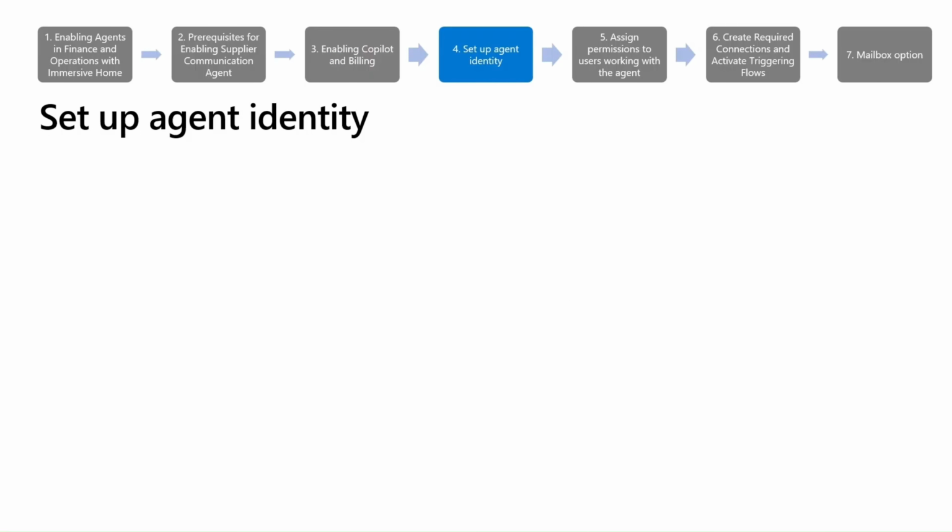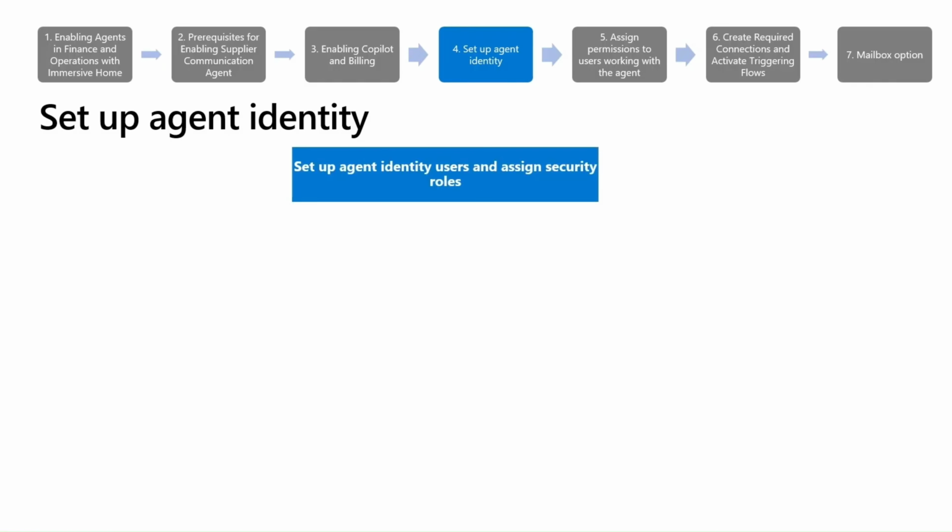So usually we will be seeing three types of users, and the first one is the agent identity user. It enables the supplier communication agent to interact with Dataverse, Microsoft Copilot Studio, and Dynamics 365 Supply Chain Management. In a nutshell, setting up the supplier communication agent starts with creating a dedicated agent identity that will securely interact with both Dataverse and Microsoft Copilot Studio.